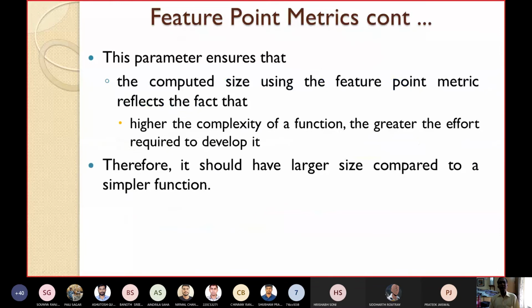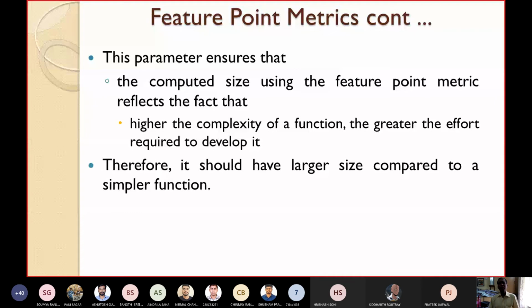This parameter ensures that the computed size using the feature point metric reflects the fact that the higher the complexity of a function, the greater the effort required to develop it, isn't it? If a function is highly complex, obviously you have to put in more effort. Therefore, it should have a larger size compared to a simpler function. So if a function has higher complexity, its size will also be estimated to be larger than that of a normal or simpler function.